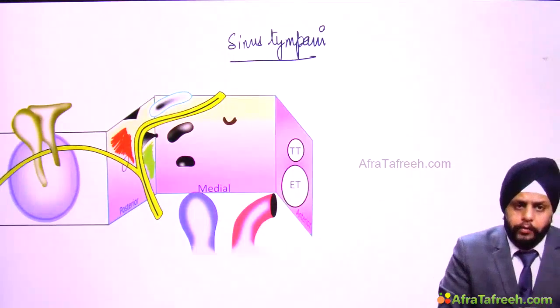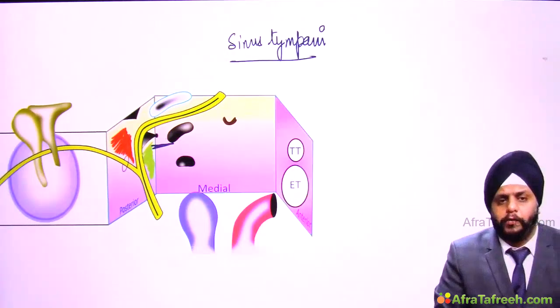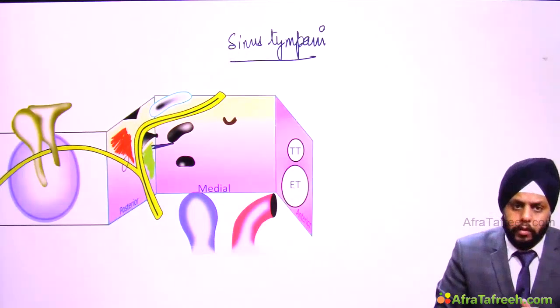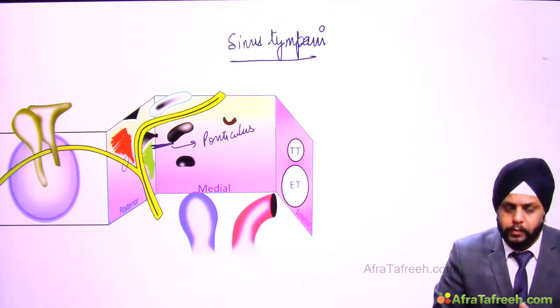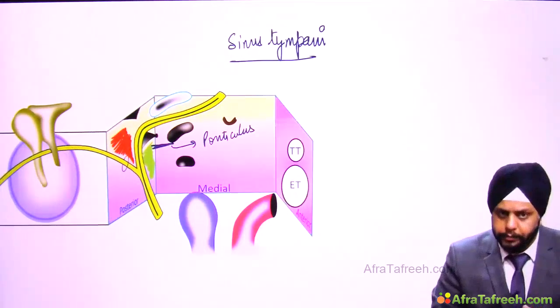Now you see, just below the oval window, we have a small ledge of bone that goes from the medial wall to the posterior wall. This ledge of bone has been called the ponticulus. This forms the superior boundary of sinus tympani.